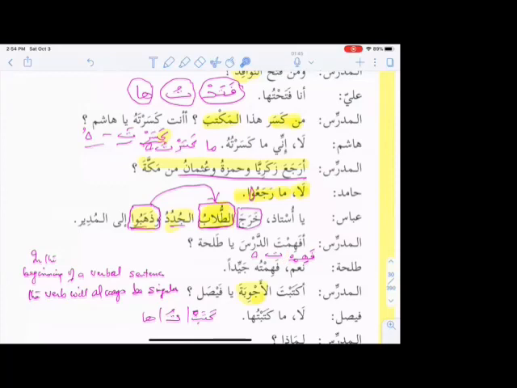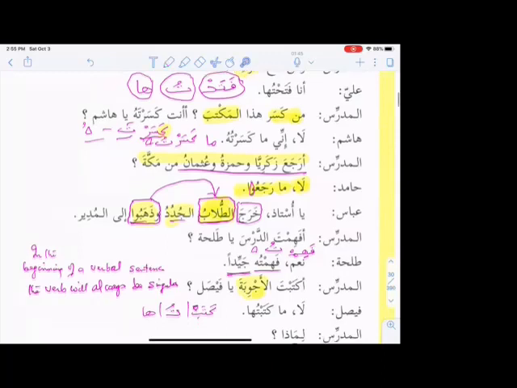Now here comes, I'm answering this question. This relates to up there. Fahimtu. Naam, fahimtuhu. Did you get the idea? So fahimtuhu, I understood it. Jaidan, very well. I understood it very well.